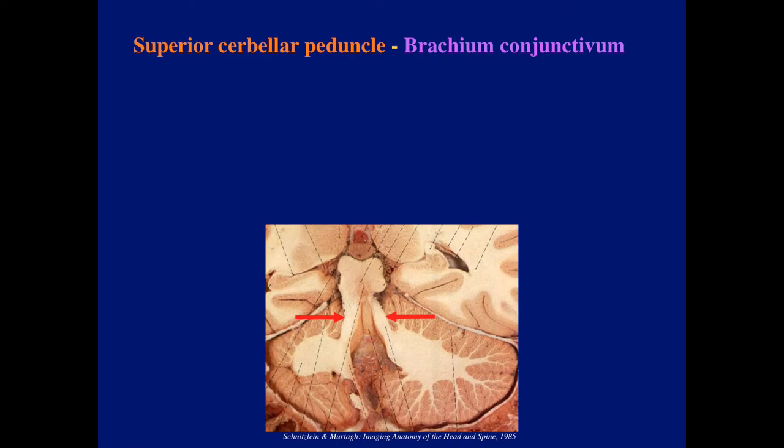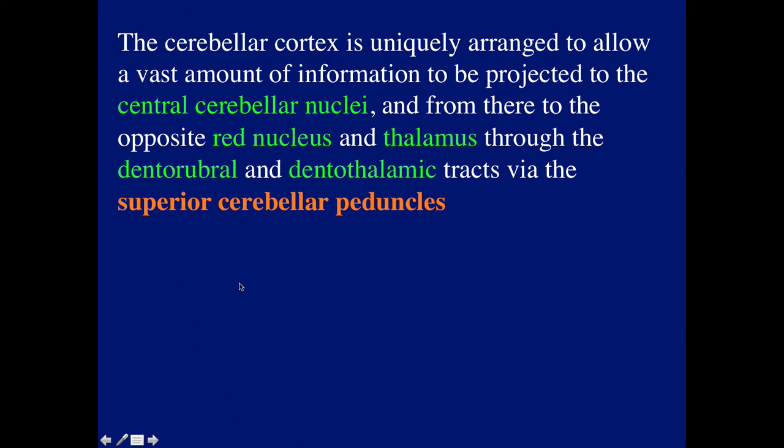The superior cerebellar peduncle, or the brachium conjunctivum. The cerebellar cortex is uniquely arranged to allow a vast amount of information to be projected to the central cerebellar nuclei, and from there to the opposite red nucleus and thalamus via the dento-rubral and dentothalamic tracts through the superior cerebellar peduncle.